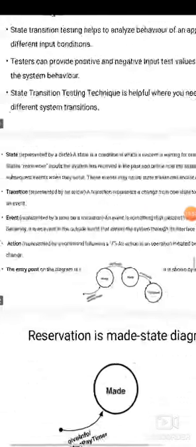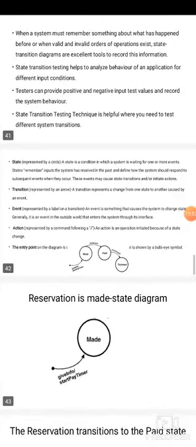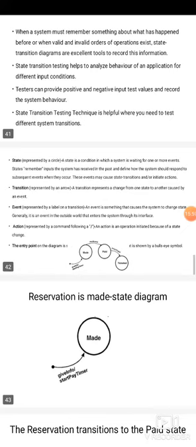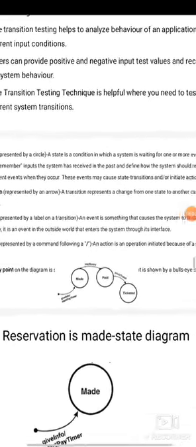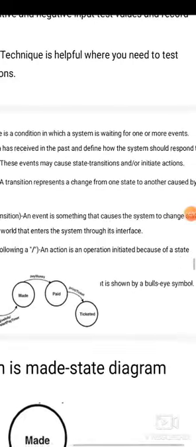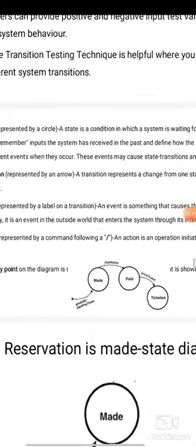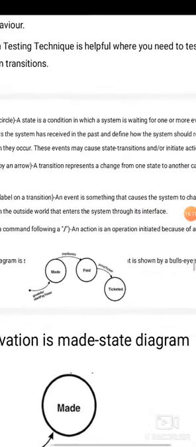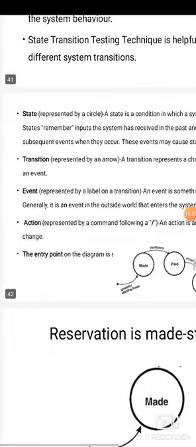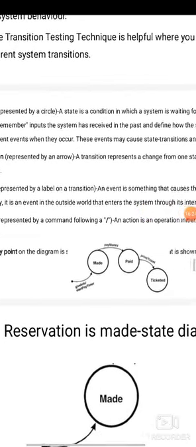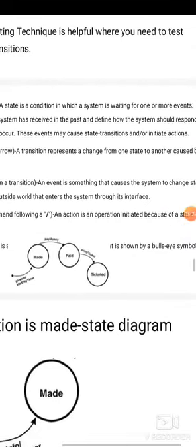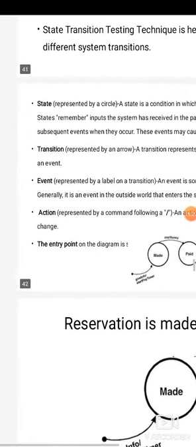One is state: what is meant by a state. In a state transition diagram, states are represented by circles. A state is where the application will be at a particular point of time. It represents a set of conditions, or a condition in which a system will be waiting for one or more events. The states remember the inputs the system has received in the past and define how the system should respond to subsequent events when they occur. These events may cause state transitions or state changes. So a state represents the condition the application is in at a particular point of time.